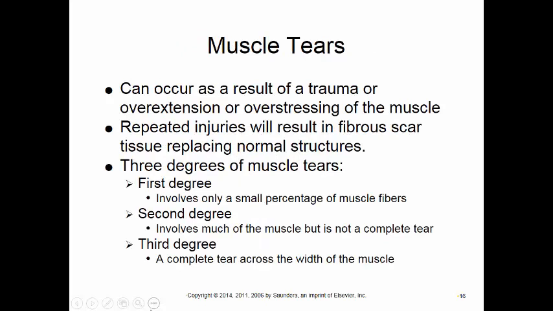Muscle tears can occur through overstressing the muscle or trauma or overextension. When there's repeated injuries, fibrous scar tissue can form. And remember that scar tissue is not going to allow as much movement because it actually constricts. There are a few different degrees of muscle tears. There's first degree, second degree, third degree. First degree involves only a small percentage of the muscle fibers. Second is most of the muscle, but it's not completely torn through. And third is it's completely torn all the way across through the whole entire muscle.